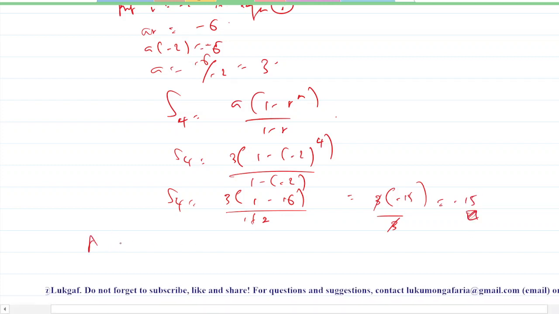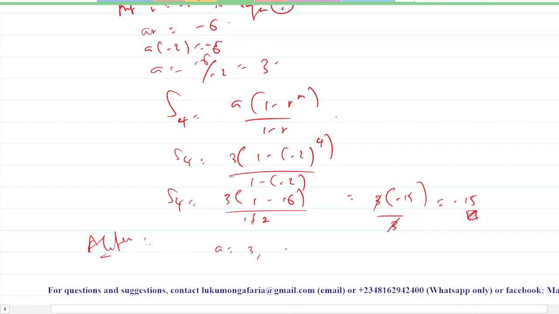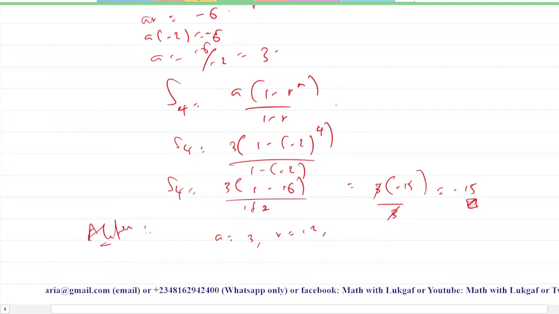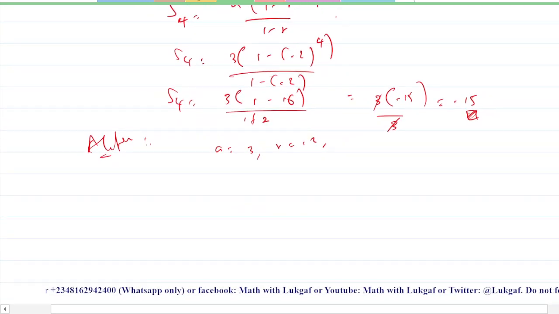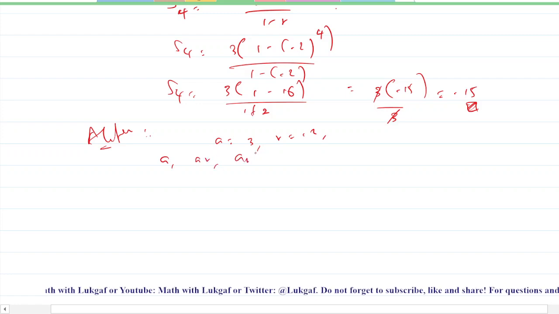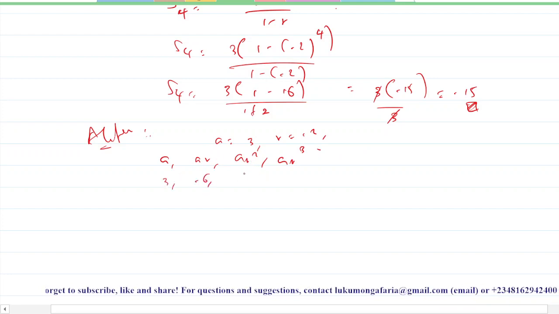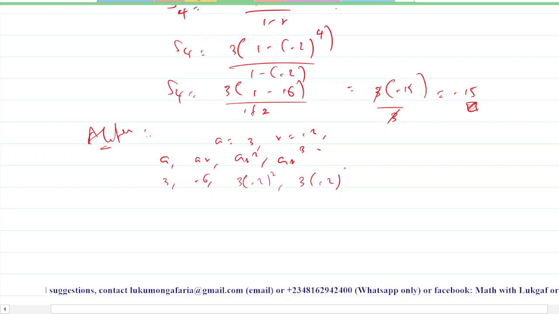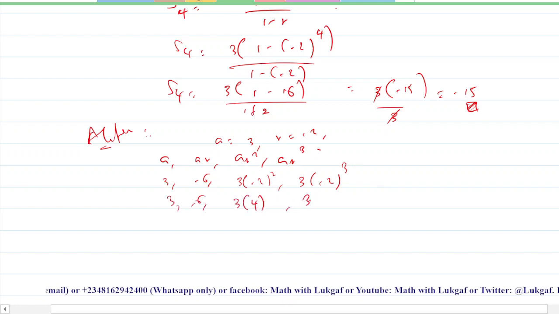An alternative method you can use is this. Since I know that my A is equal to 3 and my R is -2, and we have to find the sum of the first four terms, you don't need to stress yourself. You know it's a sequence, indeed, it's a GP. For your GP you have A, AR, AR squared, AR raised to 3. Then you can just substitute. This will give me 3. This, -6. Then this one will give me 3 into -2 squared, 3 into -2 raised to 3. Then that's 3, minus 6, 3 into 4, and 3 into what?